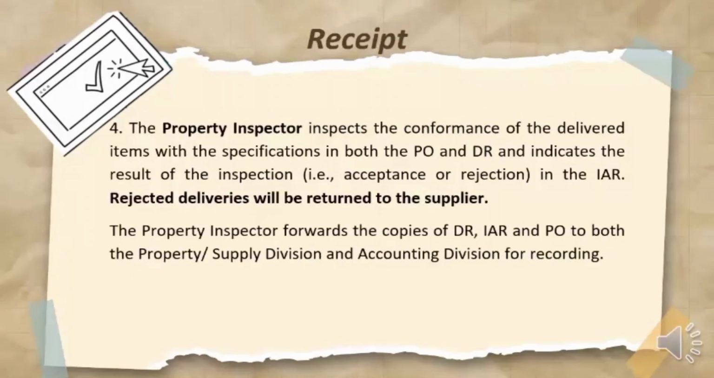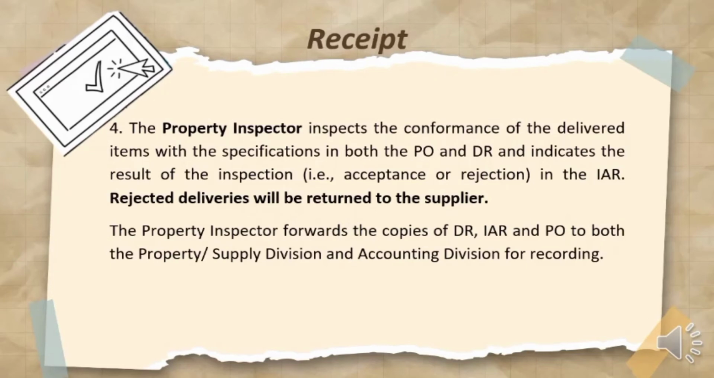Next, the property inspector inspects the conformance of the delivered items with the specification in both the purchase order and delivery receipt and indicates the result of the inspection, such as acceptance or rejection, in the IAR. Rejected deliveries will be returned to the supplier. So, inspection comprises measuring, examining, and testing to determine whether the materials provided in the shipment conform to contract requirements.